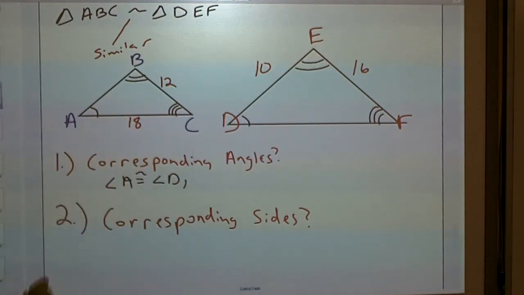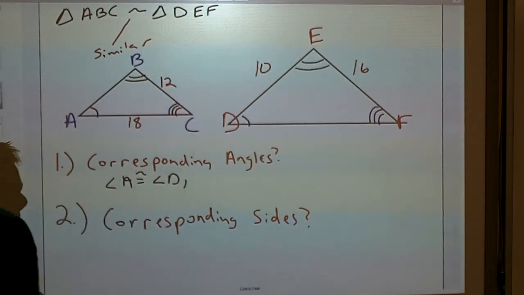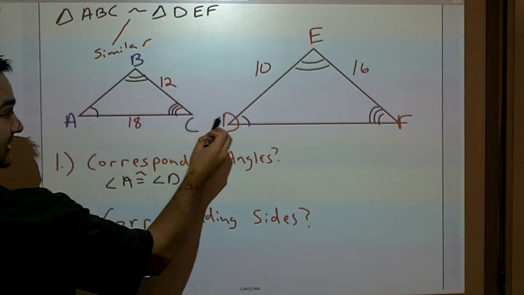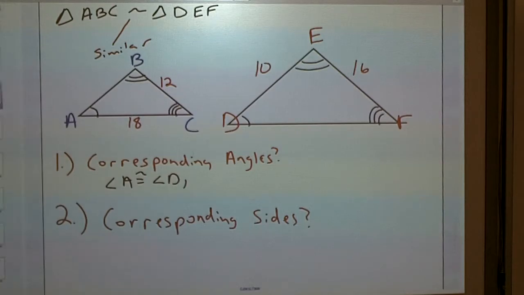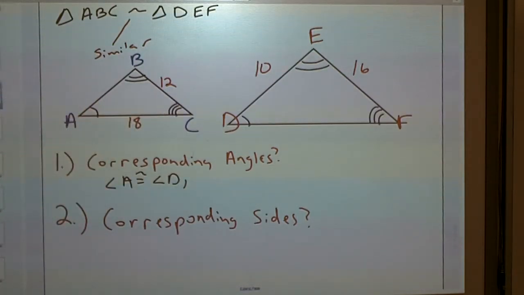Right, we've got two other congruent angles or corresponding angles. Angle B and angle E would be corresponding. Angle C and angle F would be corresponding as well, because they are in the same position, they've got the same angle measure, so those are corresponding angles.